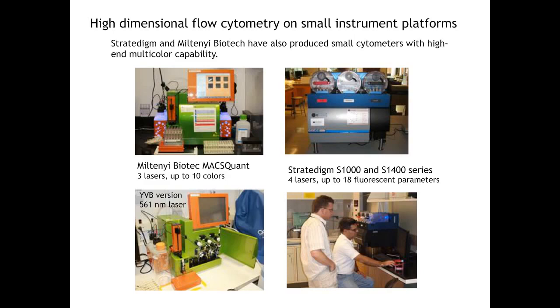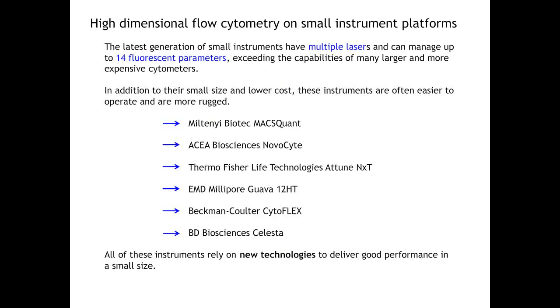The Stratodyne instruments are on the right. These are also small cytometers that can be equipped with 4 or more lasers and do up to 18 fluorescent parameters. So we now have a lot of instruments like this on the market that are capable of this level of analysis. The Miltenyi instruments, the ASEA Biosciences NovaCyte, the Thermo Fisher Attune Next, the Guava series manufactured by EMD Millipore, the more recent Beckman Coulter Cytoflex, and the BD Biosciences Celesta are actually only a sampling of the instrumentation that we have out there.